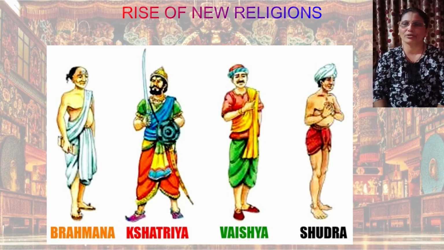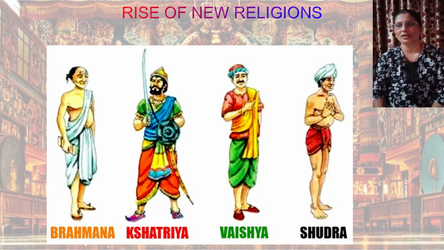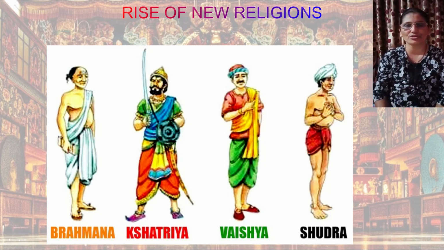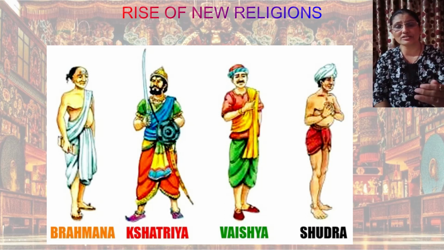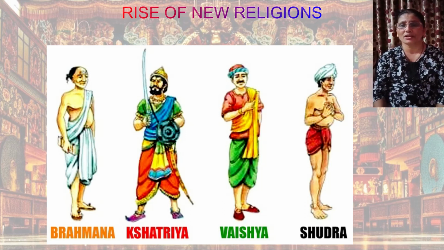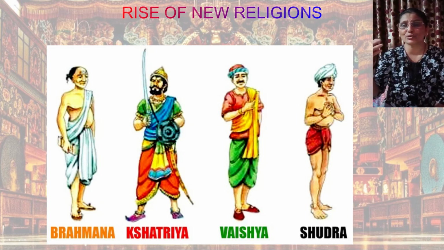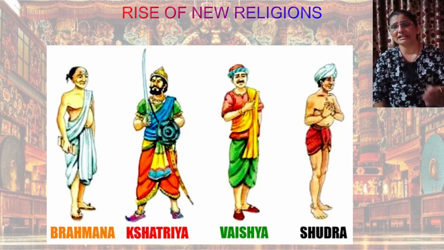Already we have learnt about the Varna system in the previous lesson, the culture of the Vedic age. The society was divided into four varnas or groups. This created social discrimination or differentiation among the people. The priestly class, such as the Brahmins, led a luxurious life and conducted yajna yagas and became the rich class.